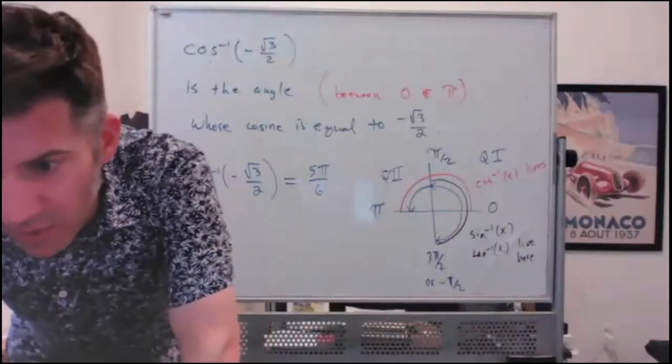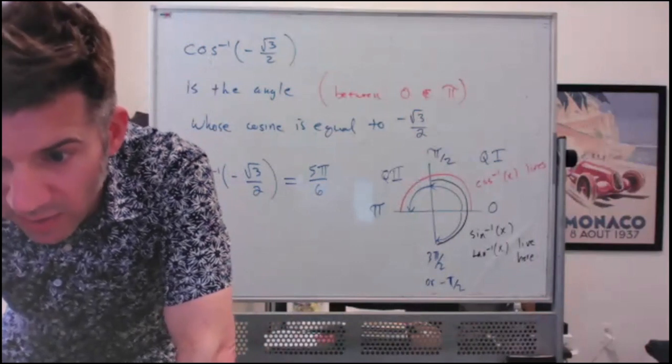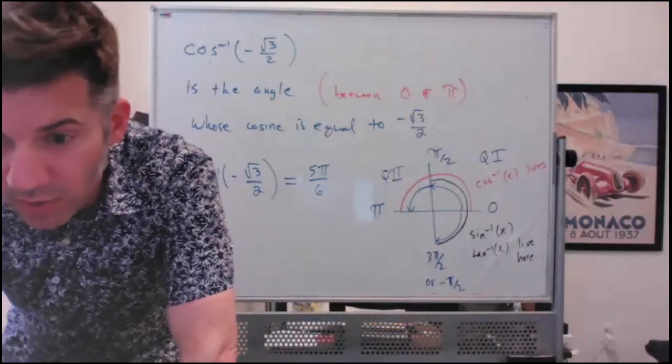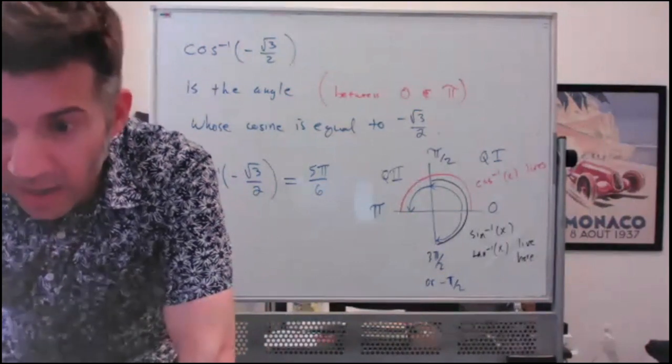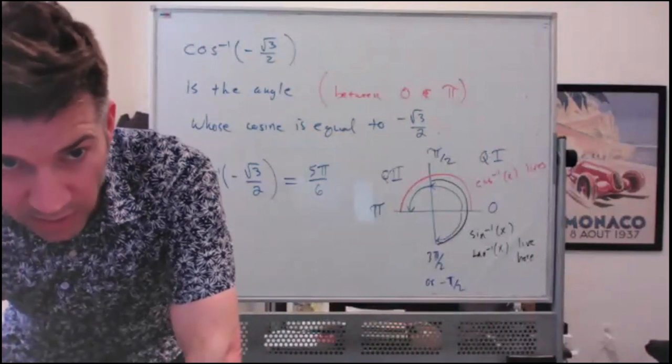Let's say it was inverse sine of negative square root 3 over 2 instead of inverse cosine. Would the angle carry the negative as well? So it would. But the answer wouldn't be negative 5 pi over 3. The answer would be negative pi over 3.